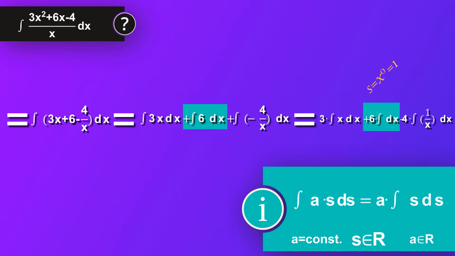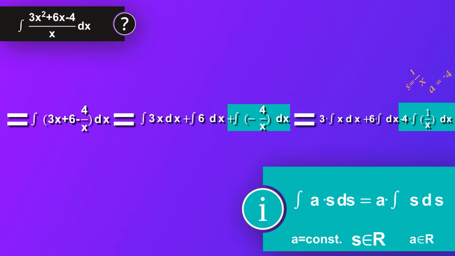Next, s is x raised to 0, or just 1, and a is 6. And we've got 6 multiplied by the integral of dx. Finally, s is 1 divided by x and a is minus 4. And we've got minus 4 multiplied by the integral of 1 divided by x by dx.